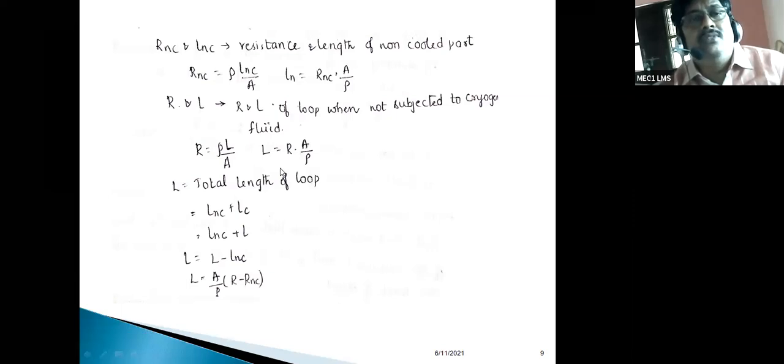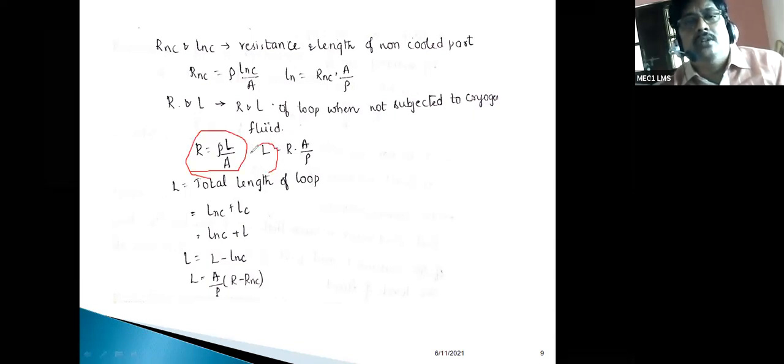If you observe this formula clearly, R is equal to rho L by A. Here, the length of the superconductor, that is the length of the loop, L is equal to R into A by rho. With the help of this formula, we can also calculate the resistance.